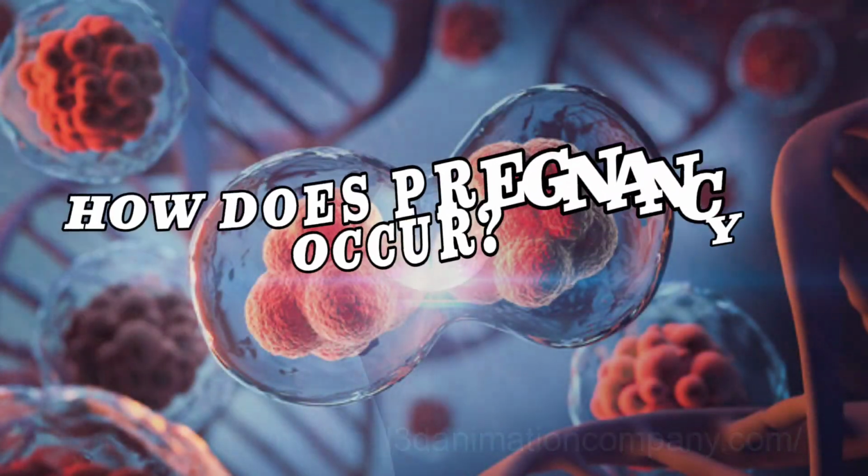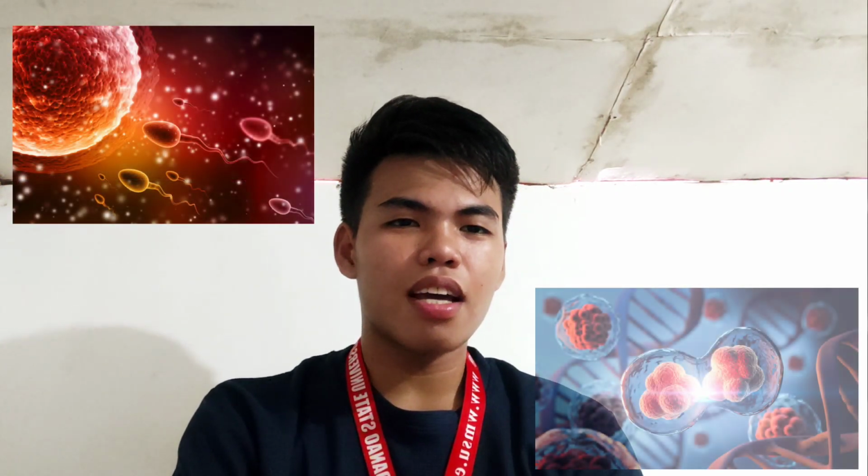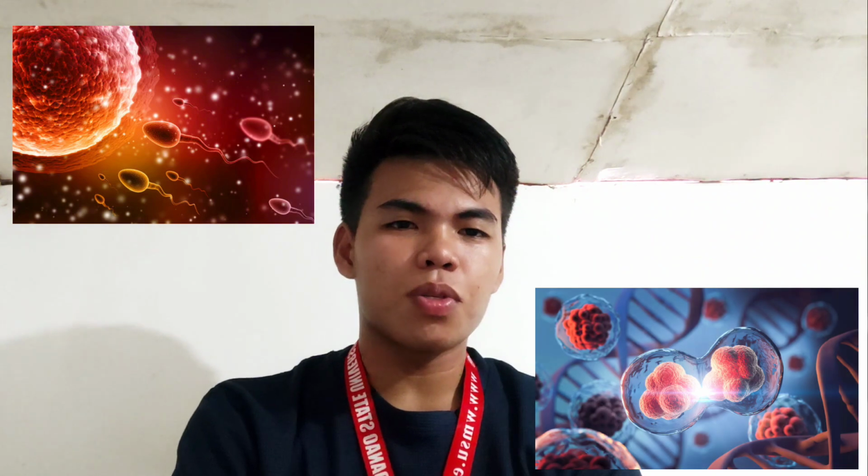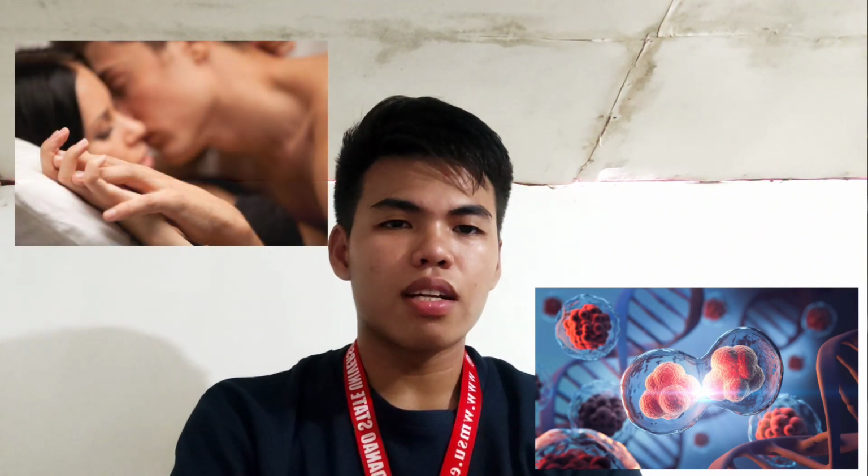How does pregnancy occur? For pregnancy to proceed, the sperm needs to meet up with an egg. Pregnancy officially starts when a fertilized egg implants in the lining of the uterus. Pregnancy happens 2 to 3 weeks after sexual intercourse.